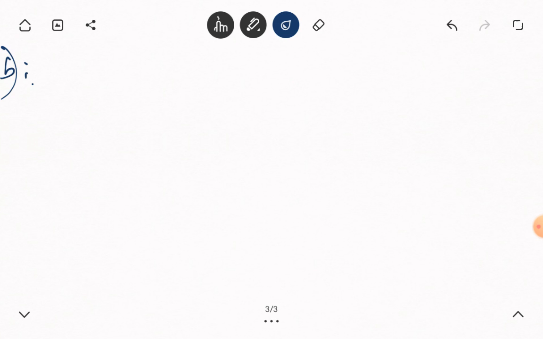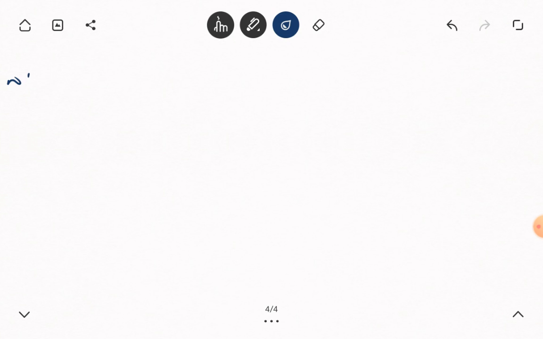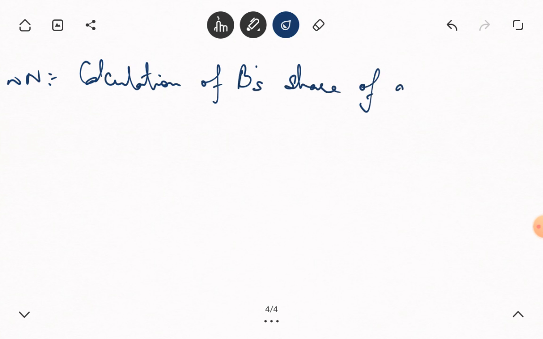So firstly, calculate the amount of goodwill that should be given to B. So let's make a working note. Open a working note, and you can write it as calculation of B's share of goodwill.